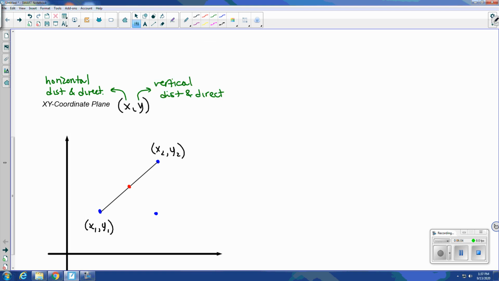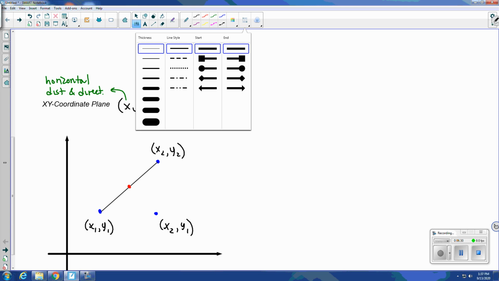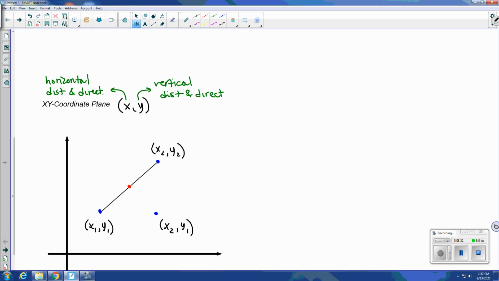Okay, horizontally, this point has traveled the same horizontal distance as this point up here, so its x-coordinate should also be x2. In terms of its y-coordinate, it has traveled the same vertical distance as our point over here on the left, so its vertical component should be y1. And again, based on what we've already discussed, we can calculate the midpoint of our horizontal segment, which we have now added.